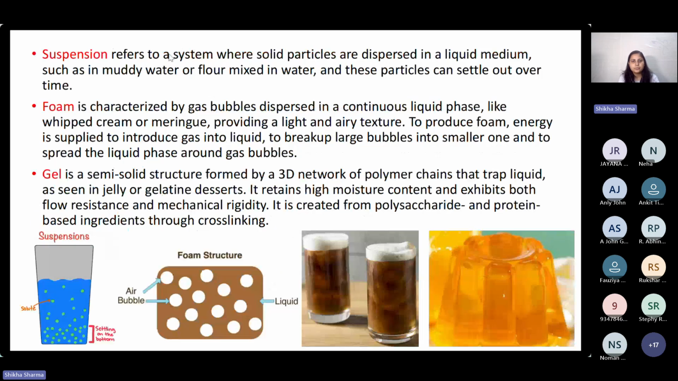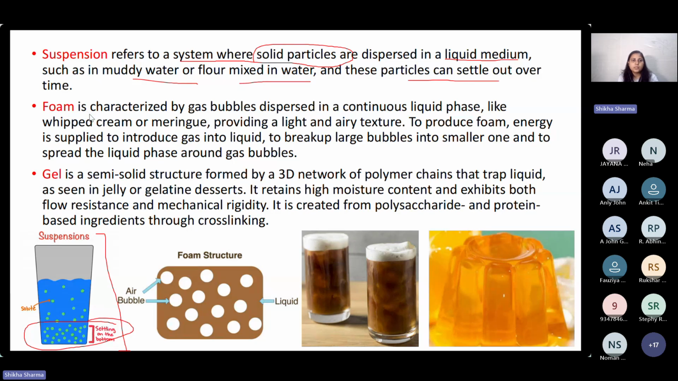Next is suspension. Suspension refers to a system where solid particles are dispersed in a liquid medium, such as muddy water or flour mixed in water. These particles can settle down after some time, so after some time at the bottom we can see the solute particles.